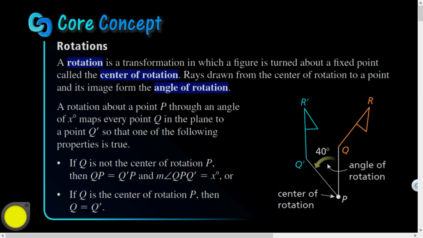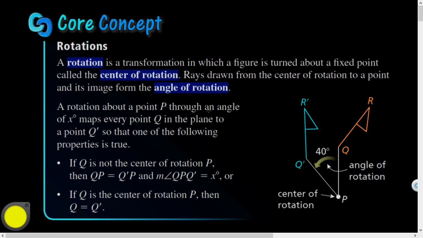We are in section 4.3. We've been talking about transformations, and today we're talking about rotations. A rotation is a transformation in which a figure is turned about a fixed point, the center of rotation. Rays drawn from the center of rotation to a point and its image form the angle of rotation.